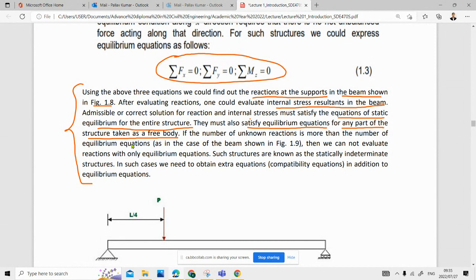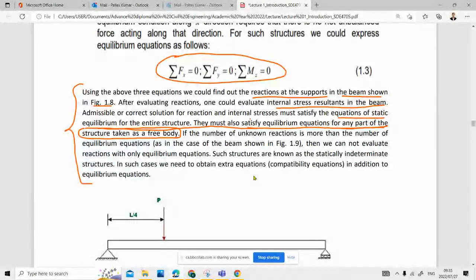Similarly, you also draw the shear force diagram by using the same equations, right? So that is what they are saying, that they must satisfy the equilibrium equation for any part of the structure. Once you apply the static equilibrium equation, it should be satisfied, or it should govern at any of those points, right?